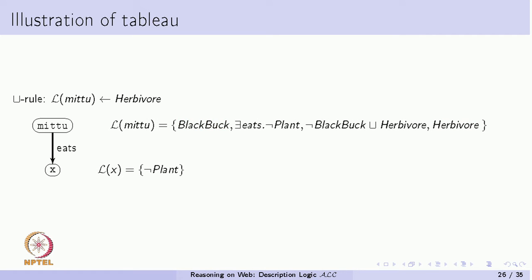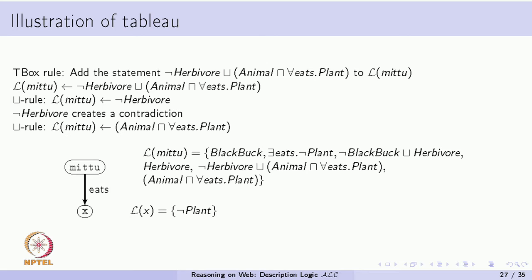The other branch was that you are a herbivore. Remember that there were two options available to us, either not a black bug or herbivore. We have already eliminated the first, and so we are trying herbivore now. So, we have added this now, the second branch. Then we pick up a rule from the T box, which says that herbivores are animals who eat plants, which is this statement here, and we add it to the set of labels for mid2, which is shown here, and then this is again a union. So, we have to apply the union rule.